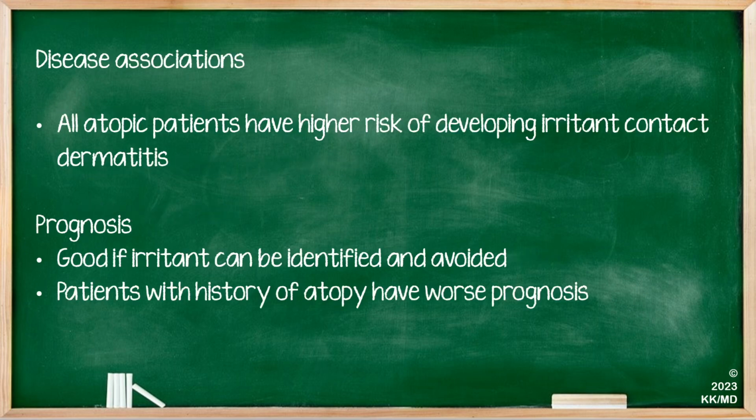cases. As for its disease association, it's important to note that all atopic patients have higher risk of developing irritant contact dermatitis. The prognosis of it is usually really quite good if you can identify and avoid the irritant. And patients with history of atopy normally have worse prognosis.